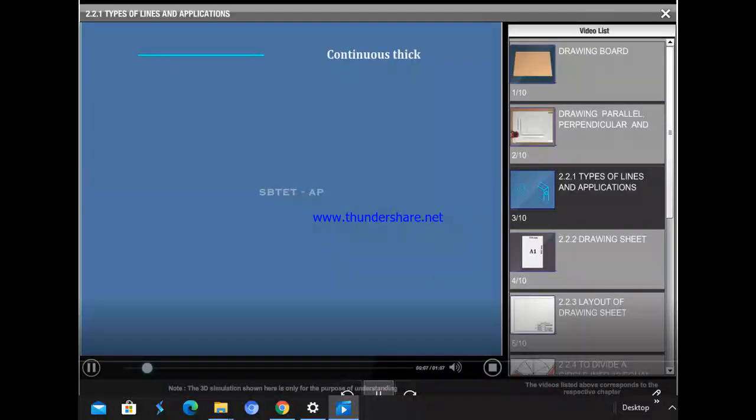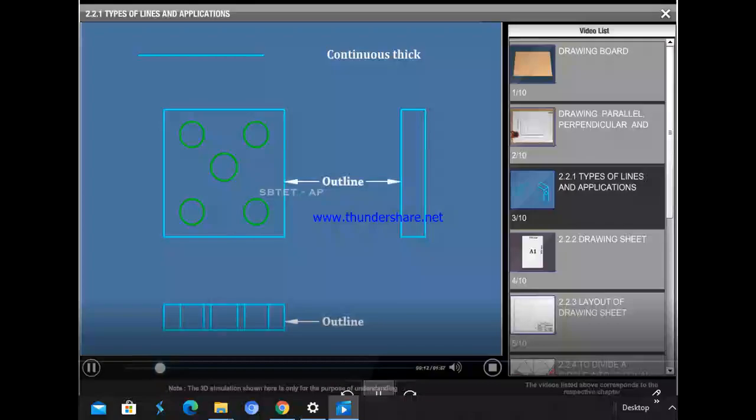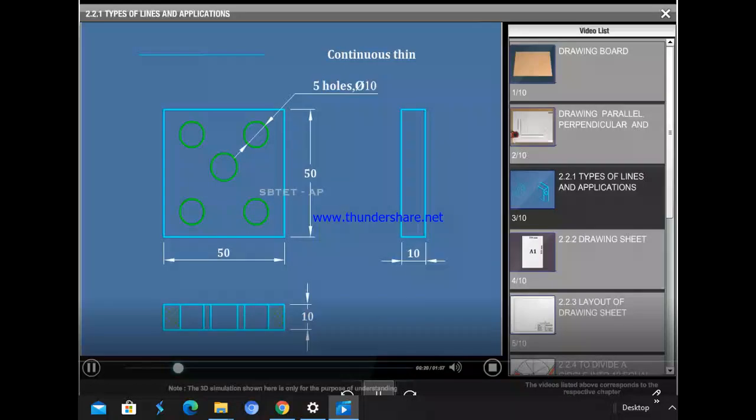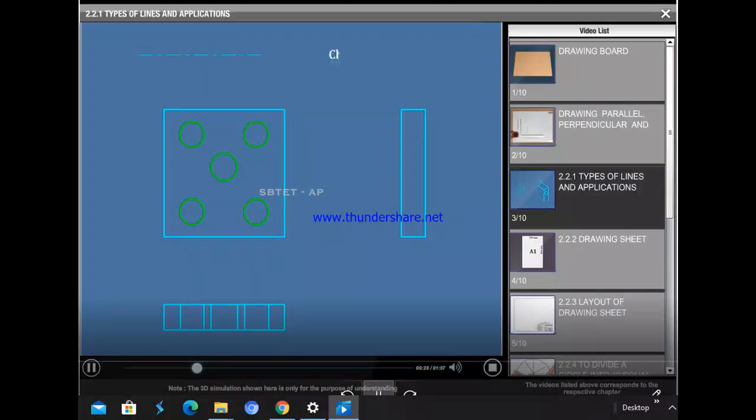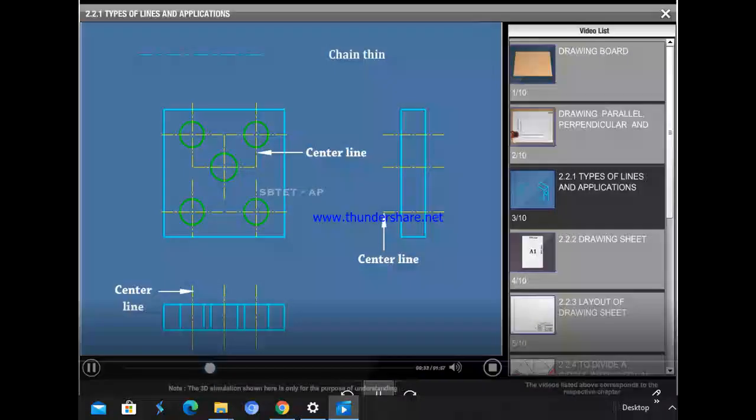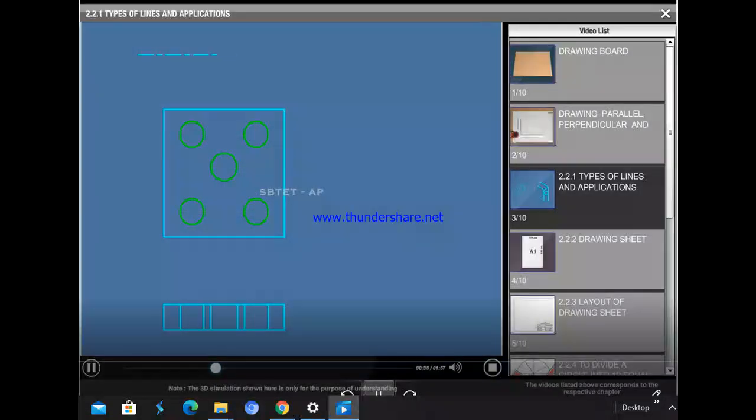Continuous thick. It is used to show visible outlines and visible edges. Continuous thin. It is used to show imaginary lines of intersection, dimension lines, projection lines, leader lines, hatching, outlines of revolved section. Chain thin. It is used to show center line, lines of symmetry, trajectories. Chain thick. It is used to indicate lines or surfaces to which a special requirement applies.